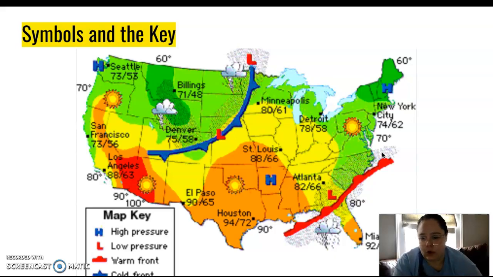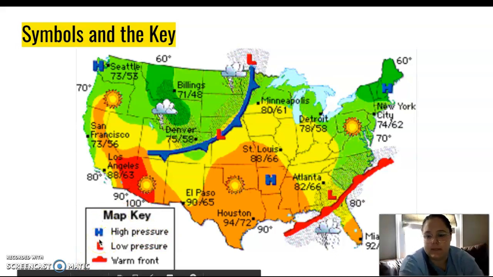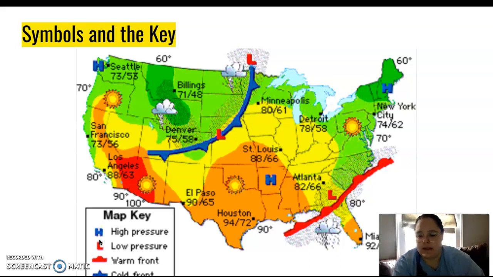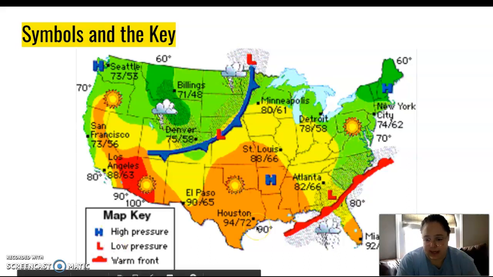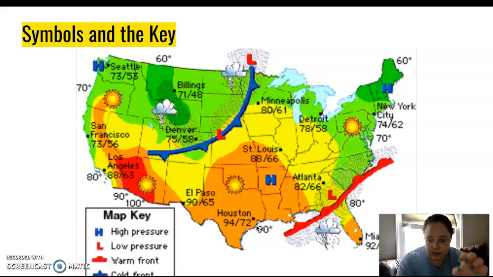When you're looking at a weather map, you're going to see a key, and the key lists all these different symbols that represent different parts of weather. So on this specific map, if there is a blue H, that's representing high pressure. So there's a lot of air pressure in that area. L would be low pressure. That red line with the semicircles, that is saying it's a warm front. And then the blue line with the triangles, that is a cold front. And we're going to go a little bit more into detail about what those are in the next few slides. But that is what the key is and what those symbols represent.